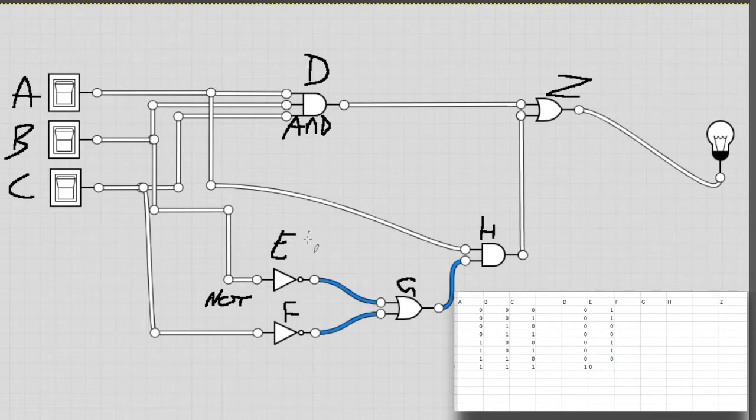We can now do the same for F and C. Wherever C is positive, F will be negative, and vice versa. So let's add that to the truth table. Where C is 0, F will be 1, and where C is 1, F will be 0.